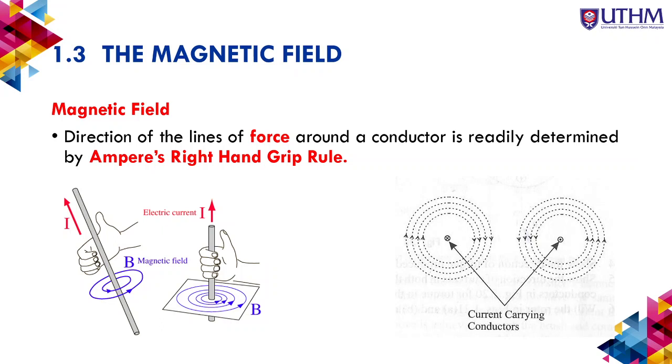So the current is the thumb, and the magnetic field is the other fingers. So you just grip the wire, and the current will flow in the thumb direction. Okay, so this is the symbol of the current entering or current leaving. So this one is leaving, and this one is entering.